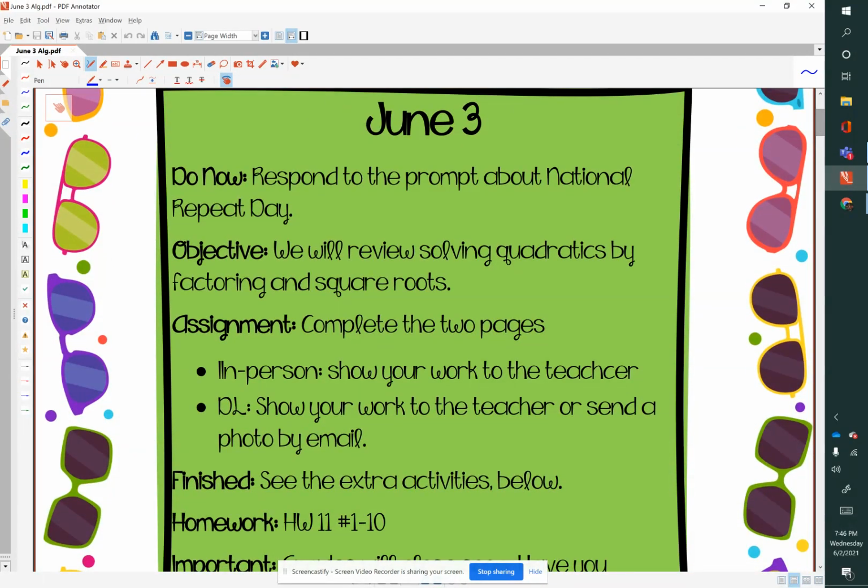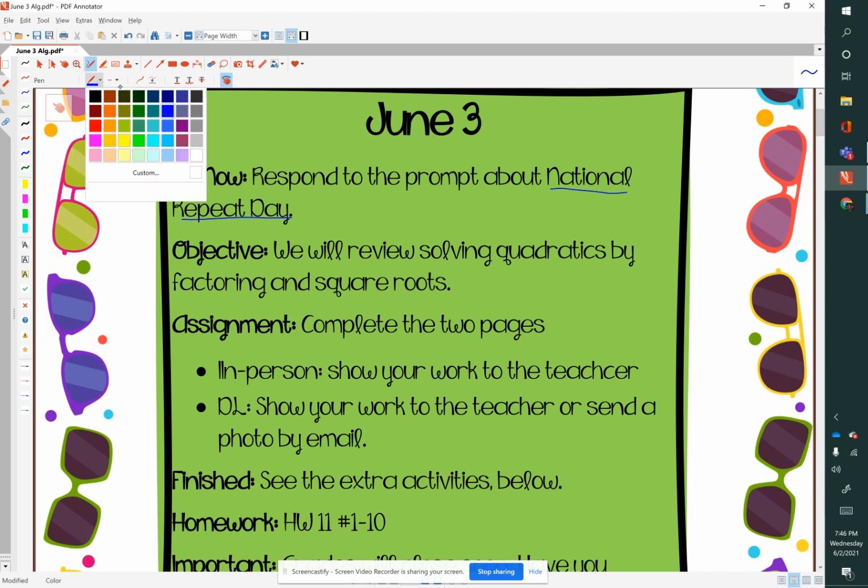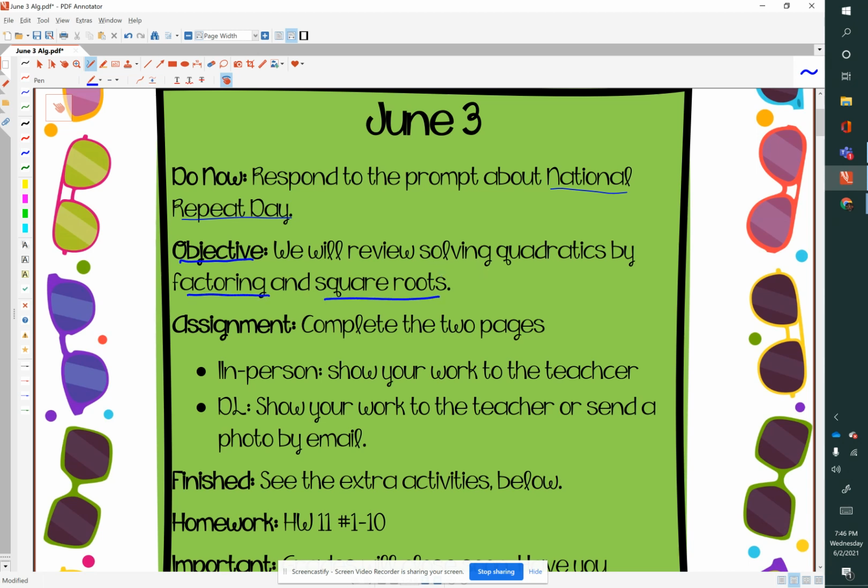It's June 3rd. We're going to respond to our prompt about something fun, National Repeat Day. I'm going to make my line a little bit thicker so we can see it better. Our objective will be a review of solving quadratics only by factoring and square roots today.